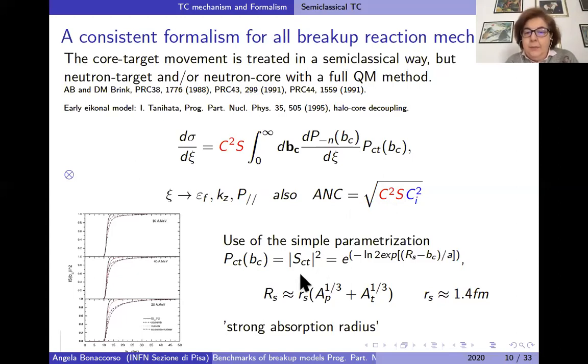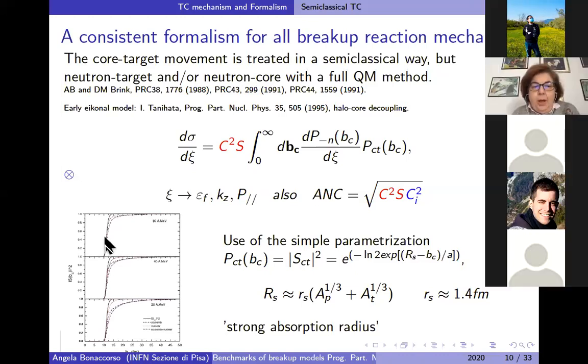The S modulus square of the S matrix in the high energy limit looks like this in terms of impact parameter or angular momentum. It's a kind of step function, but it's not steep, it's sort of smoothed. There is a point at which this S modulus square has the value 1/2. In traditional heavy ion physics this has been called the strong absorption radius.